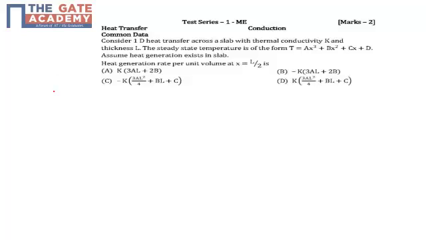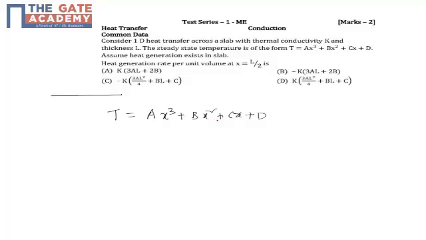Let's discuss a common data question from heat transfer. So this is question number 1 of that common data question. What is given is 1D heat transfer across a slab with thermal conductivity K and thickness L. You are asked to consider that it's a 1D heat transfer and the steady state temperature distribution is of the form T is equal to A x cube plus B x square plus Cx plus D.